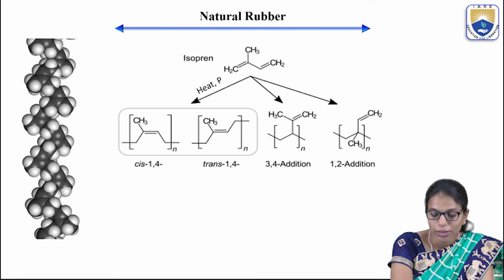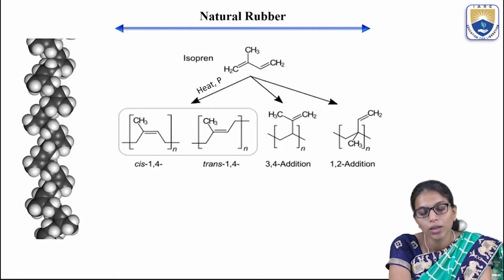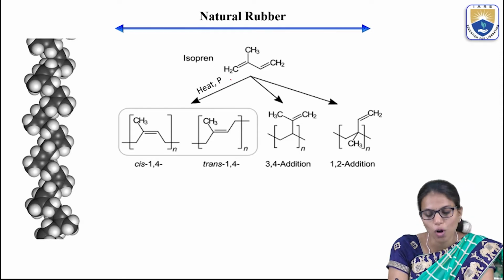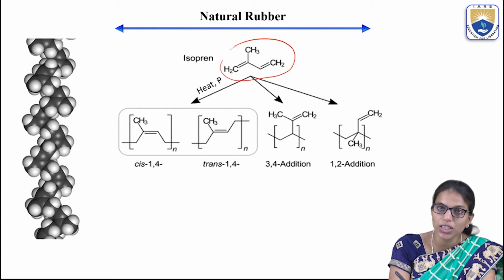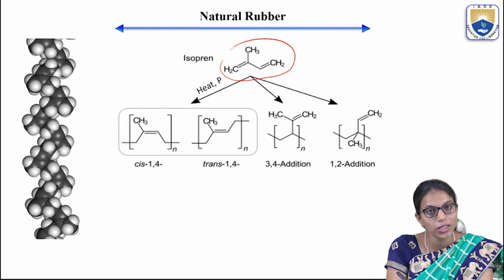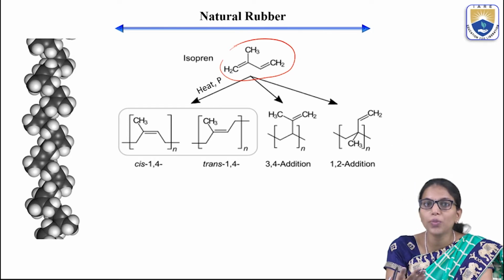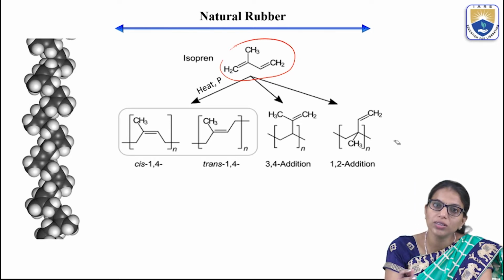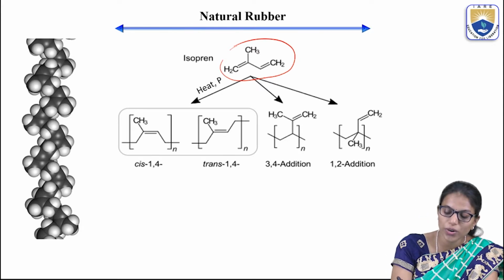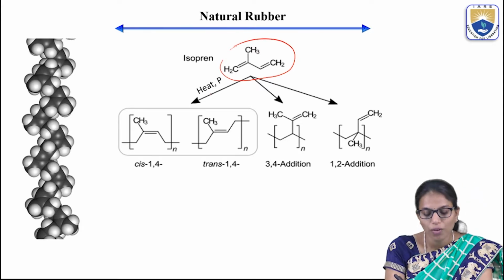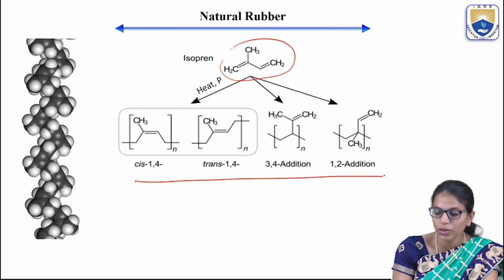Now coming to another structure. First of all, any rubber which is formed by the monomer isoprene should have some conditions: it should have heat, pressure as well as a catalyst. A catalyst is mandatory since we are preparing a polymerization. So in the presence of heat, pressure and catalyst, we have formed four types of molecule. Here I am just dealing with cis 1,4 position and trans 1,4.